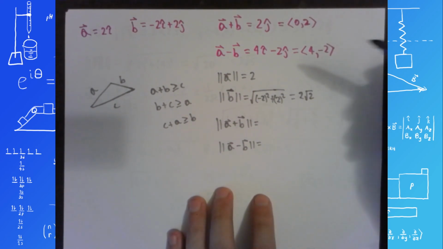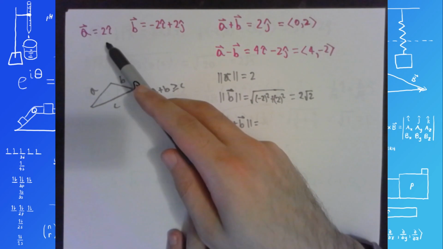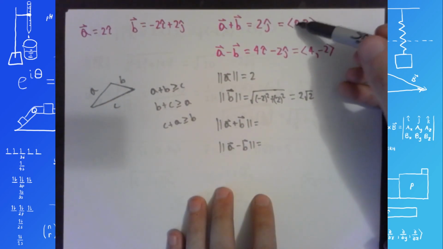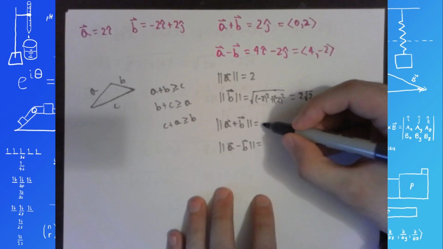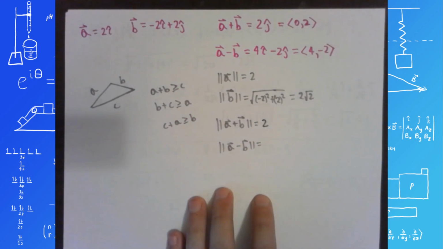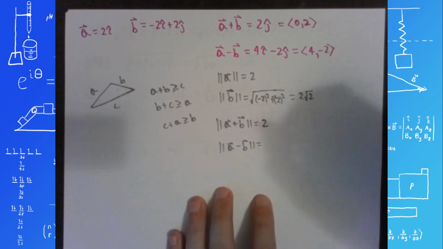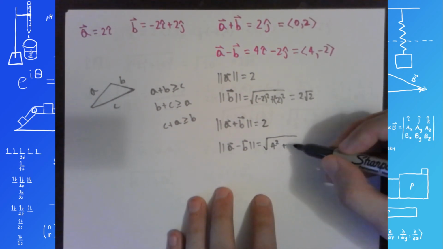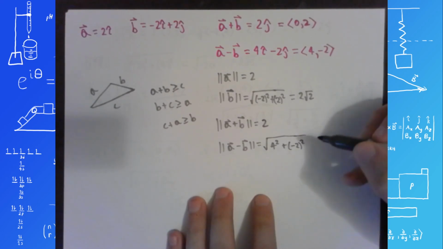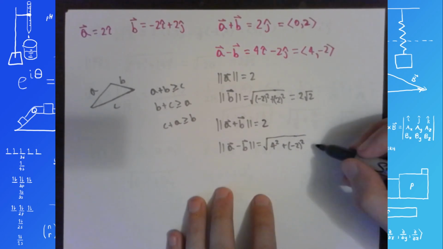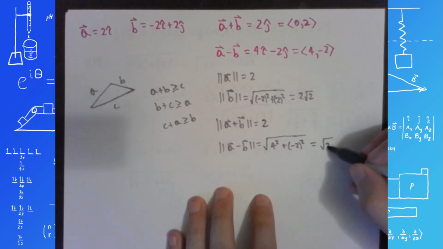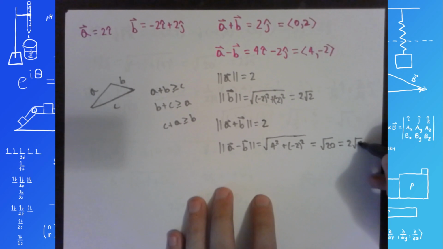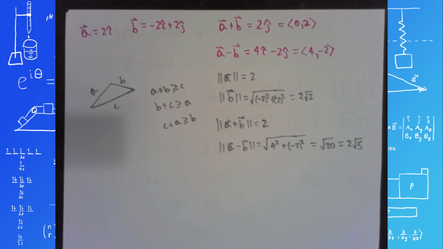A plus B is just 2 j hat, so very similar to A. You've got the square root of 0 squared plus 2 squared, square root of 4, which is just 2 again. And then for A minus B, we have 4 and negative 2, so square root of 4 squared plus negative 2 squared. That's 16 plus 4. We did this before. It's square root 20, which simplifies to 2 root 5. And now we can test the triangle inequality and see if it holds.